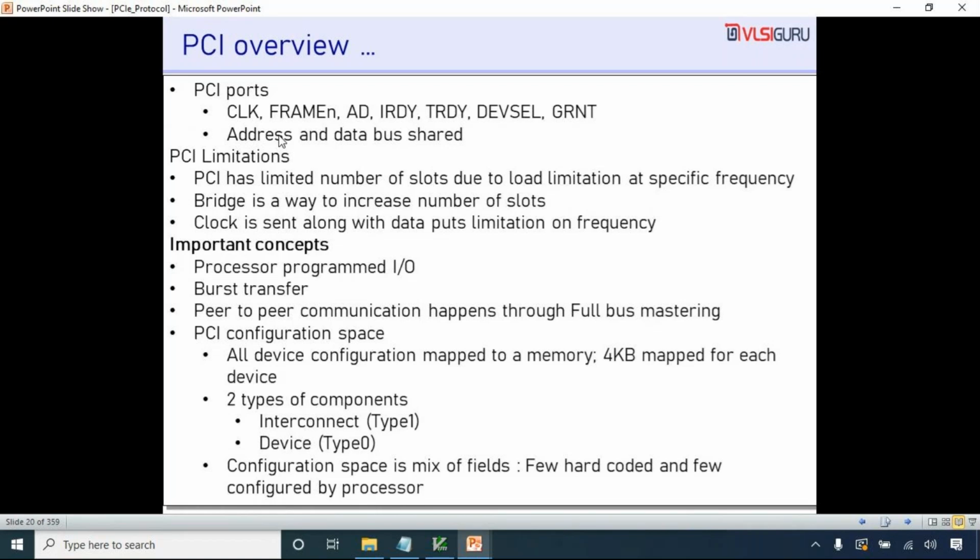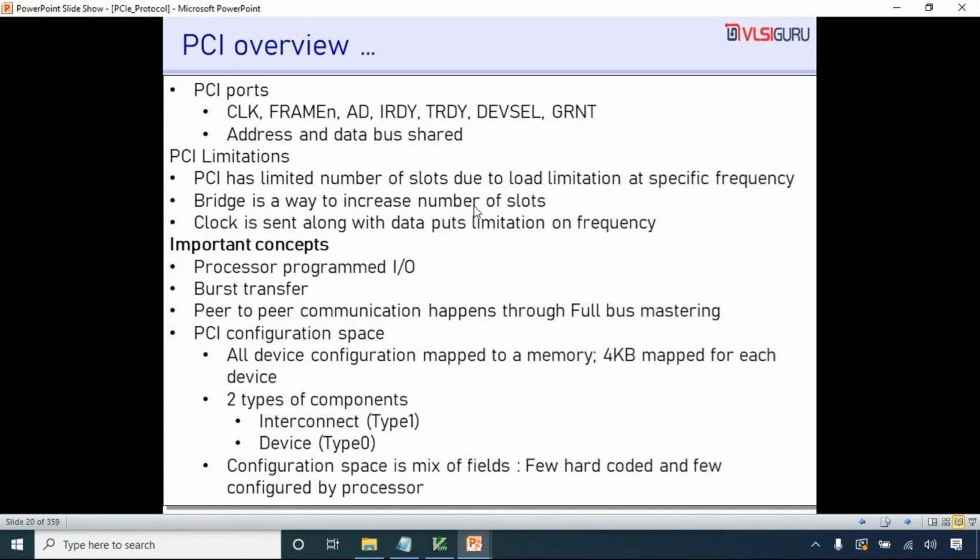Now let's come to the important point, a summary of what we have discussed so far. PCI has a limitation. PCI has a limited number of slots due to load limitation at a specific frequency. As you increase the frequency, you need to reduce the number of devices connected. I told you that on the interconnect you can connect 4 to 5 devices. If you feel that instead of 33 megahertz, I should run at 128 megahertz, then you may have to reduce the number of devices connected.